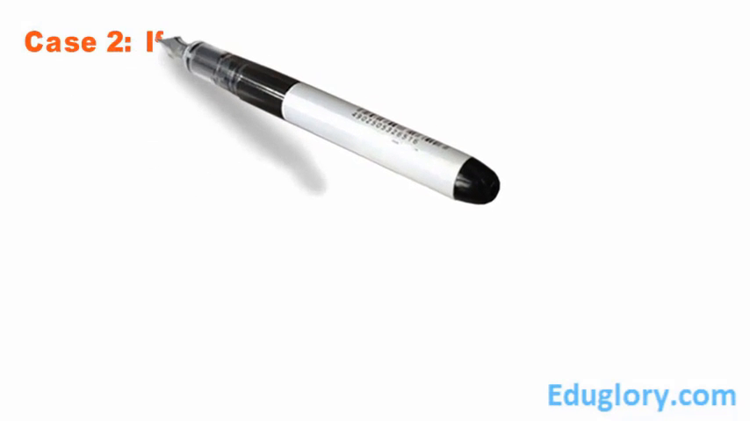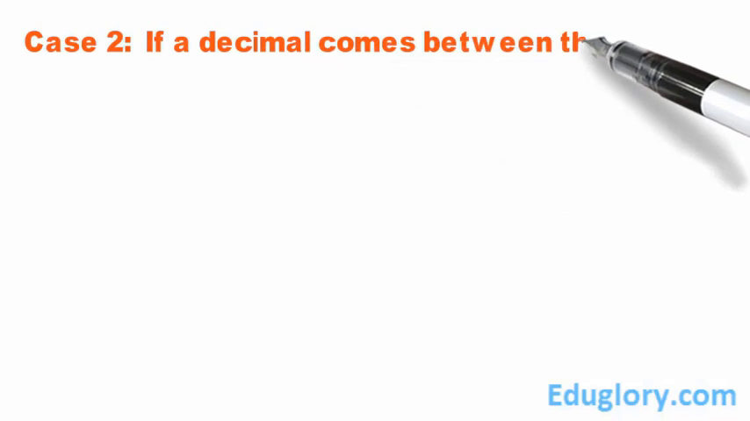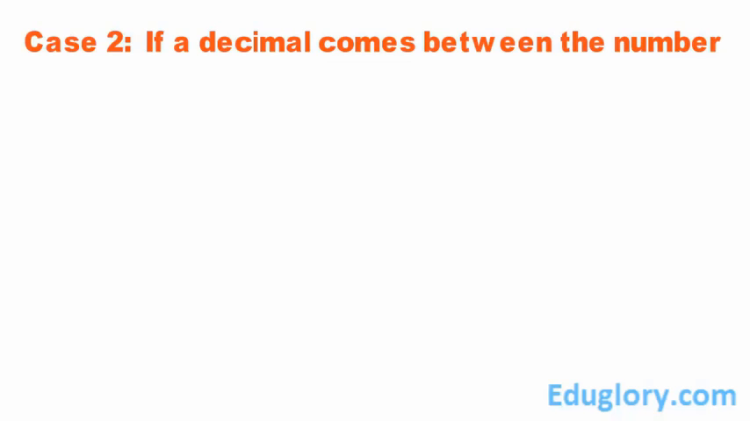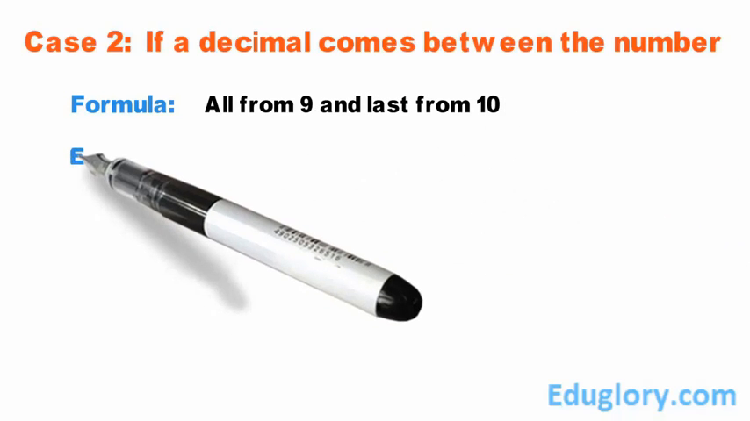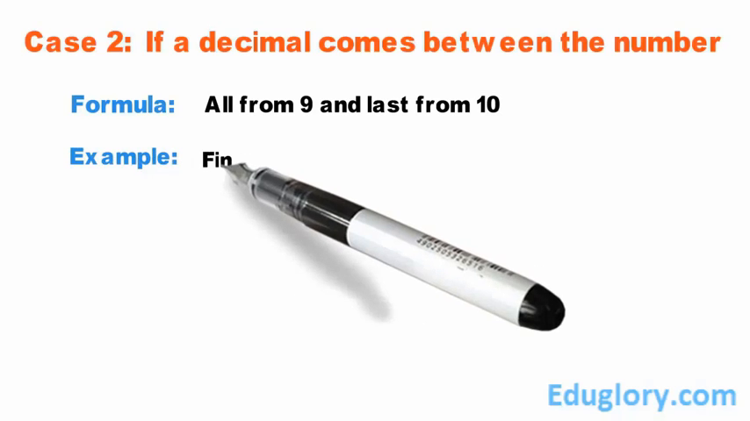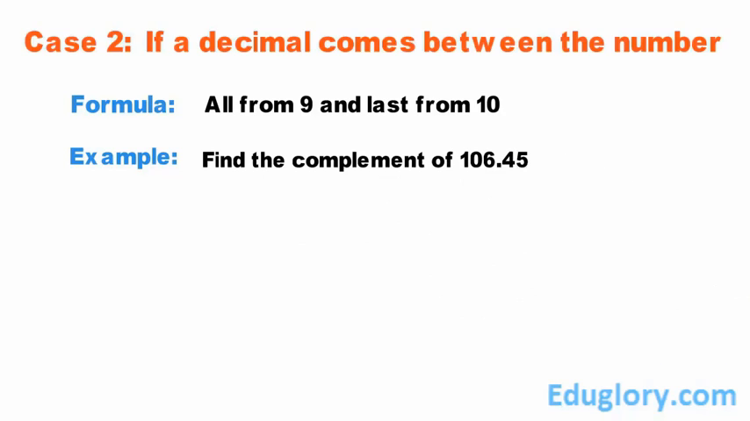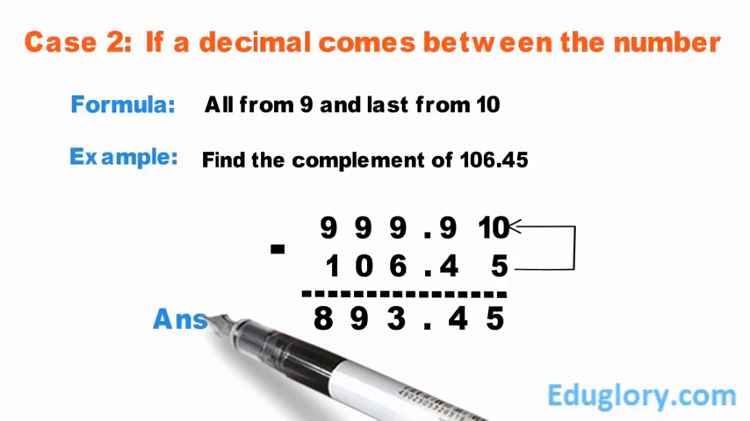Now, consider another case where the numbers may include decimals. So, if the decimal comes between the number, then use the same formula, that is, all from 9 and last from 10. Make sure that you don't change the position of decimal points. For example, to find the complement of number 106.45, we'll subtract the last digit 5 from 10 and all other digits from 9. By this method, we get the answer without disturbing the position of decimal point.